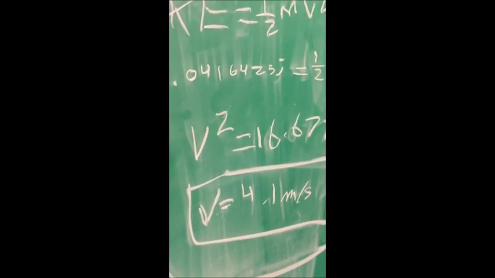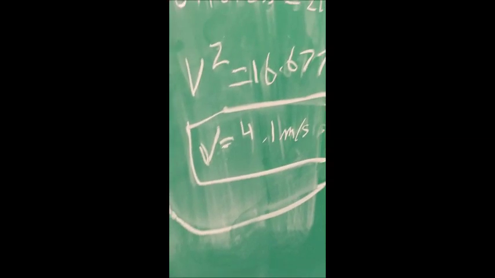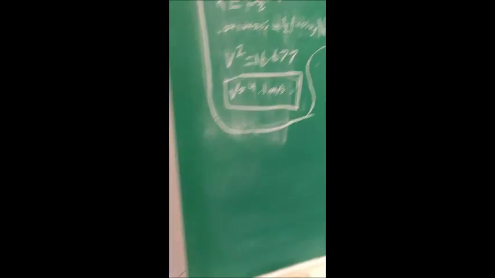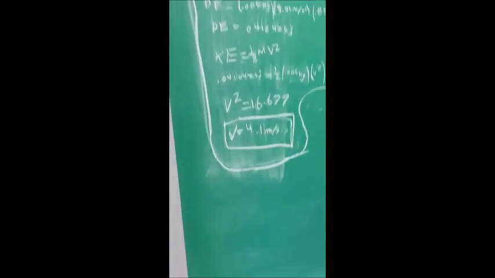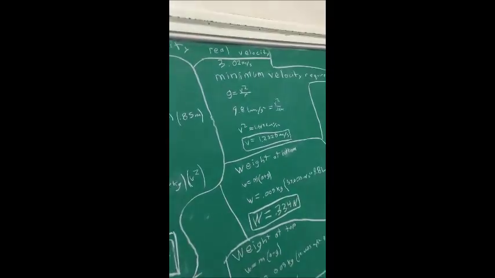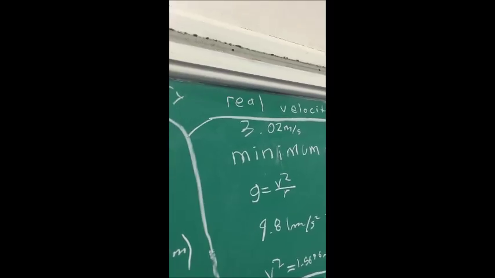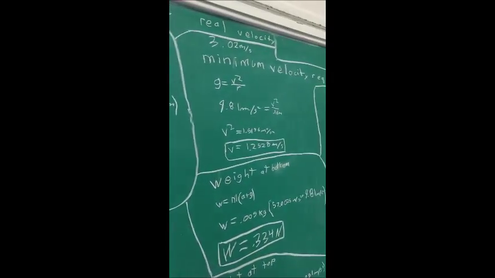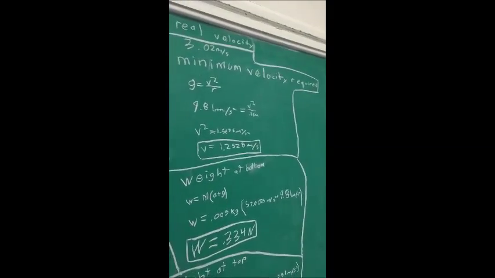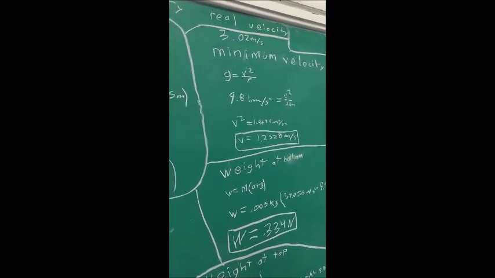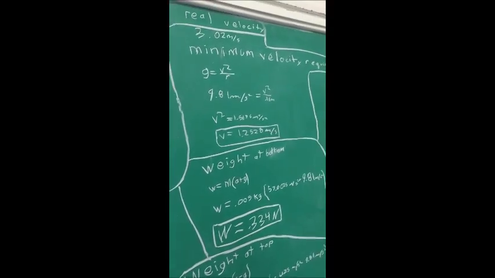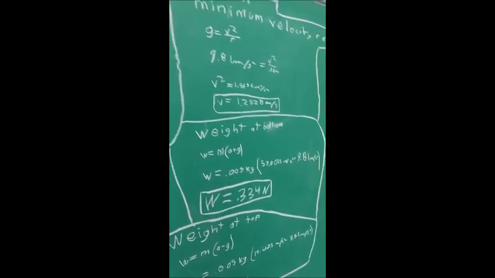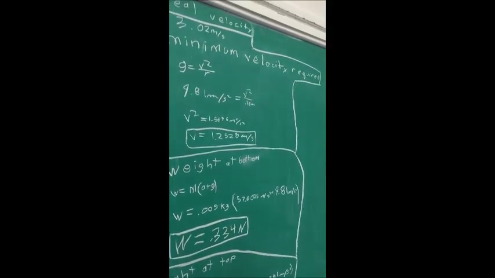Using this, we got v squared as 16.677, and v is 4.1 meters per second. That is what the velocity should be at the bottom of the hill. The real velocity was 3.02 meters per second. This is the velocity right before the ball goes into the loop where it spins around. The minimum velocity required to go through the loop without going off the track is given by v squared over r.